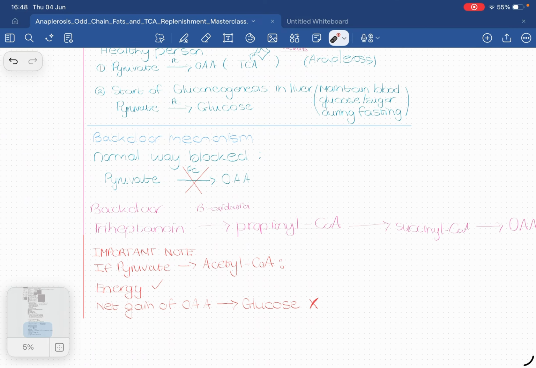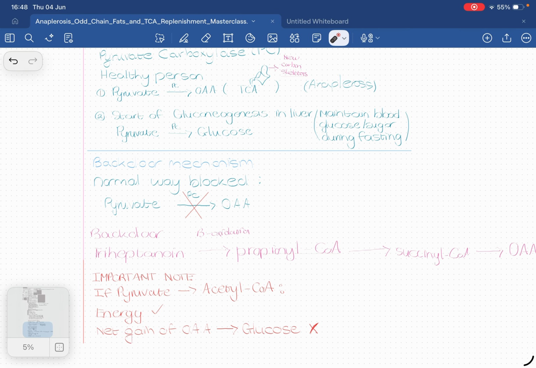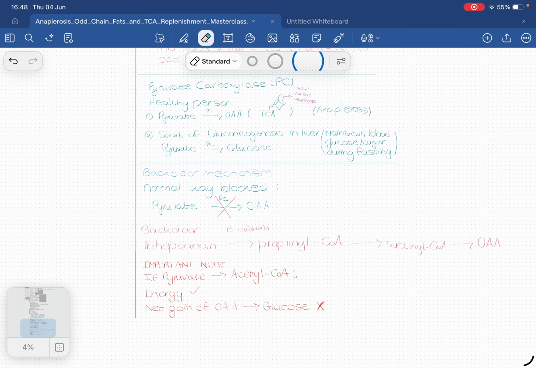So if pyruvate were converted into acetyl-CoA instead, then you would have gotten energy, but you would get no net oxaloacetate that could be converted into glucose. So this is very important for insight-based questions, because they basically just want you to know that the triheptanoin will eventually form propionyl-CoA. So this is your star of the show, because it can lead to oxaloacetate, producing more glucose.